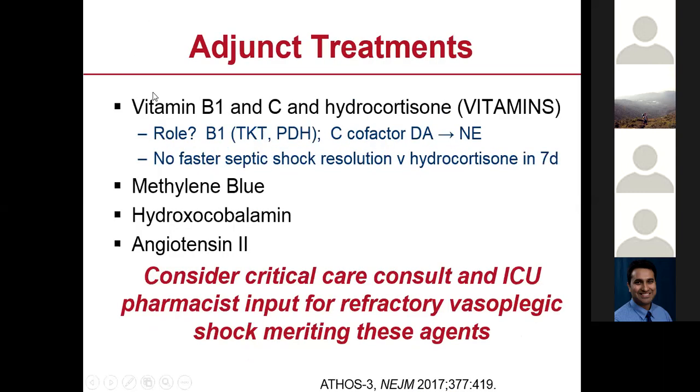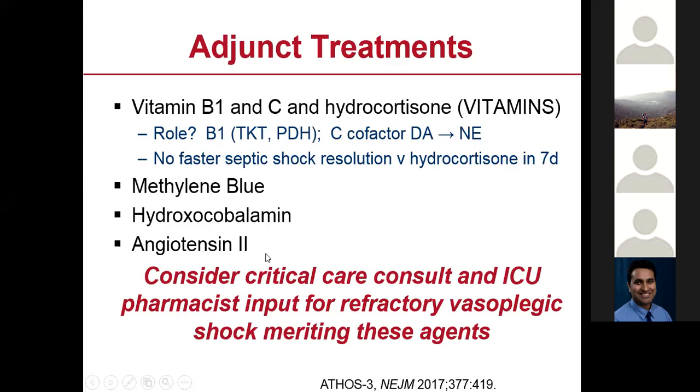So I'm just coming back to this. This was the vitamins trial, and they had a cocktail of steroid, vitamin B1, and vitamin C. It actually makes some mechanistic sense. Vitamin B1 is actually involved in some enzymes. I know some of you probably hate biochemistry, but that actually clears lactate, so that may make sense. Vitamin C is actually a cofactor to convert dopamine to norepinephrine in the body, but this trial did not show a decrease in mortality or septic shock reduction.